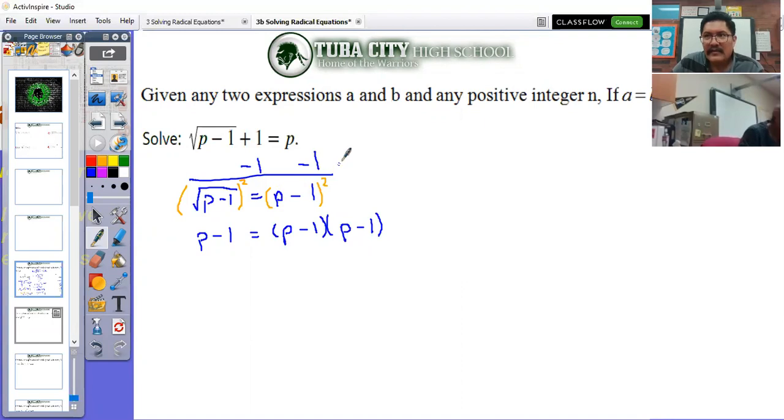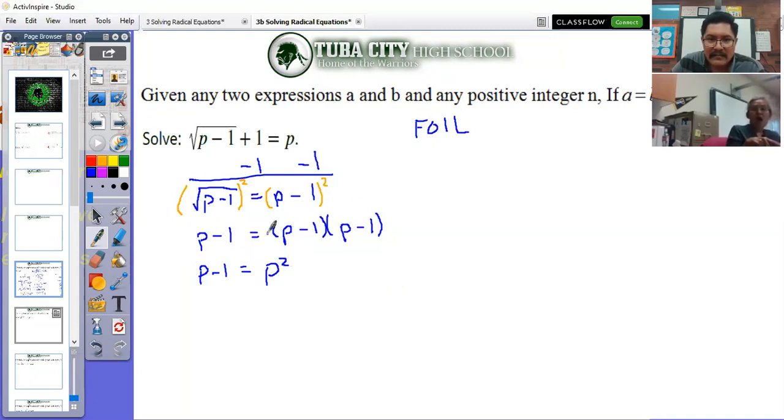And just like one of the others, I think yesterday we did have some lessons where we did need to use FOIL. So we're going to have to FOIL these parentheses out. First step is multiplying the first numbers in each group. So P times P. P times P is P squared.